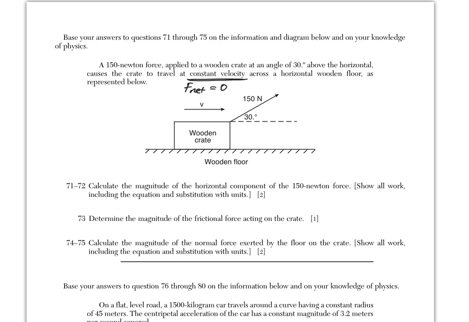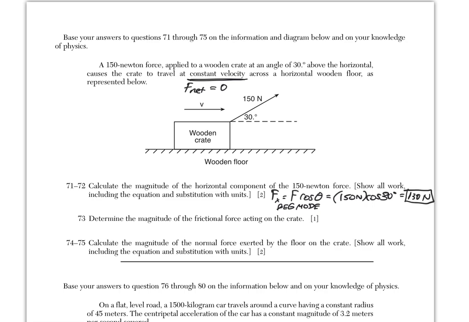What is the horizontal component of the 150 newton force? Gosh, I wonder why they might want that. Well, let's find it. Any x component uses cosine. Fx equals F cosine theta. Of course, be in degree mode for this. And so we get 150 newtons times the cosine of 30 degrees, and we get 130 newtons.